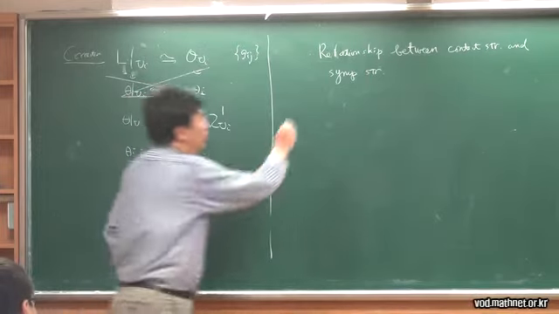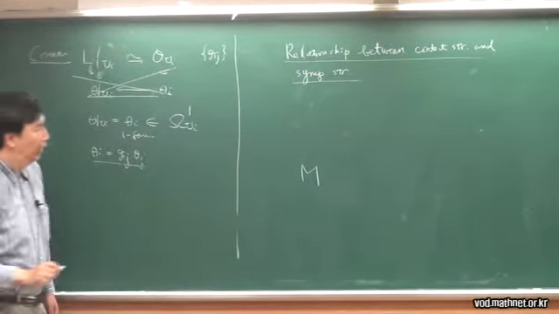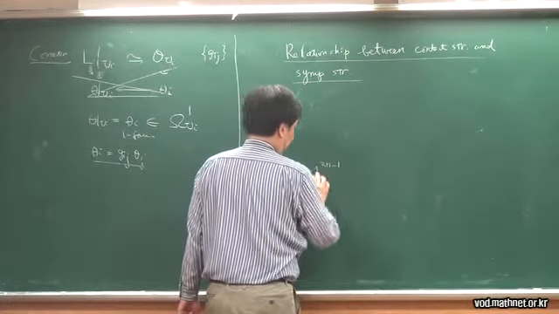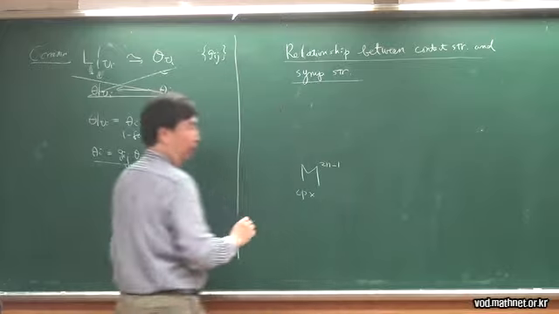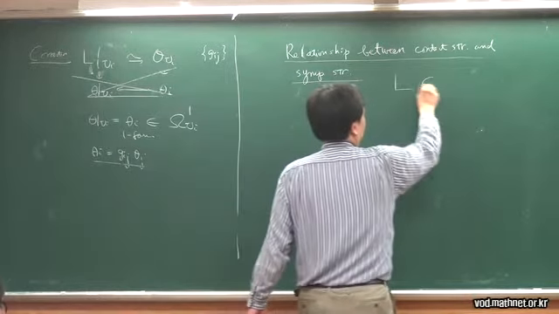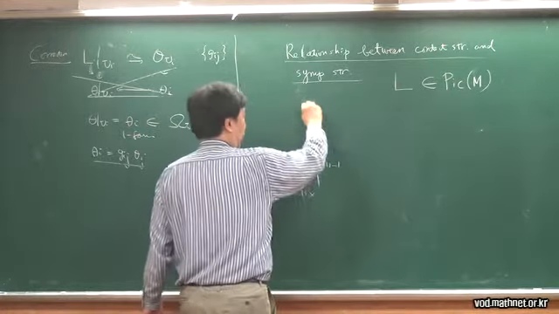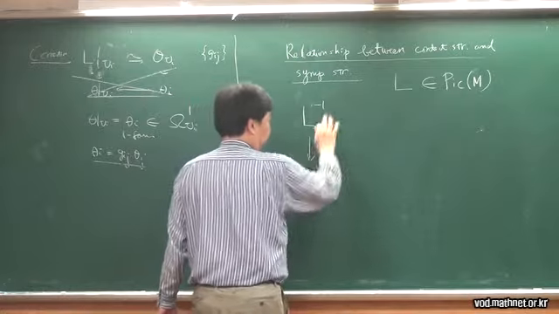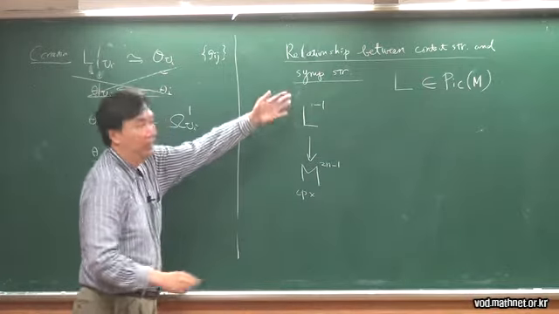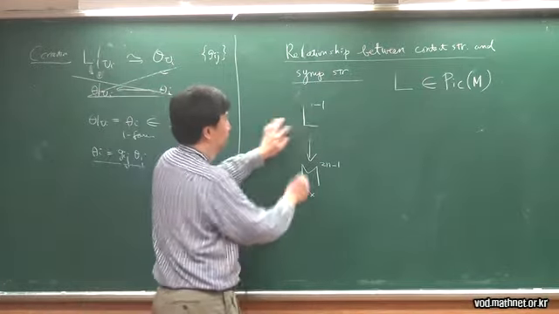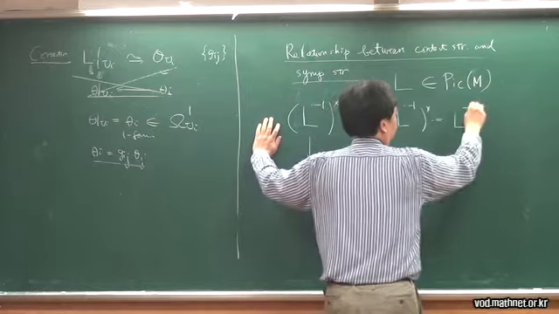Okay. So the situation is this. If you start with M, and we have assumed it has odd dimension, M is a complex manifold of dimension 2n minus 1, and let L be a holomorphic line bundle on M, and consider its dual bundle, L inverse. This is a line bundle, but we exclude the zero section from it. So this is just L inverse minus the zero section.